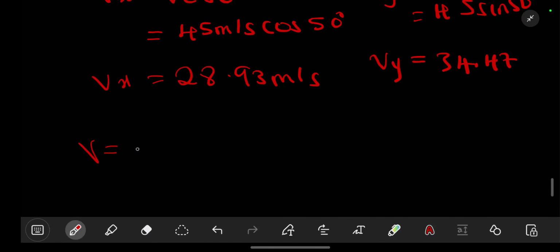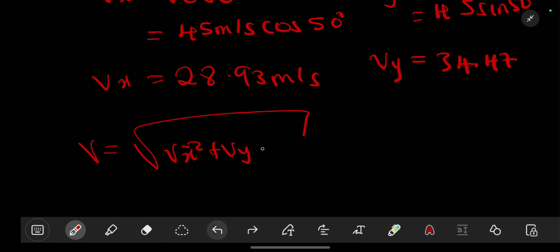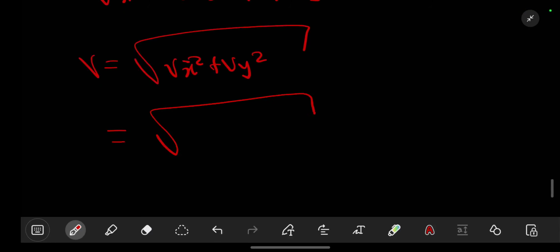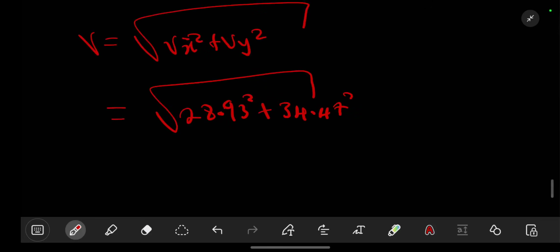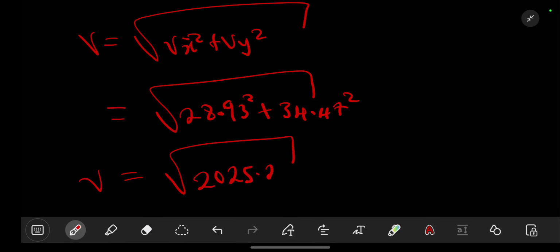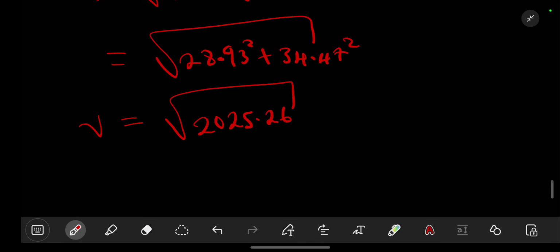Then to finally find our V, it should be equal to the square root of Vx squared plus Vy squared. When we do this, our Vx is 28.93. Then we square this plus our Vy, which is 34.47 like that. We square this, so our V will be equal to the square root of 25.26. So if we find the square root of this value, we are going to get our V.